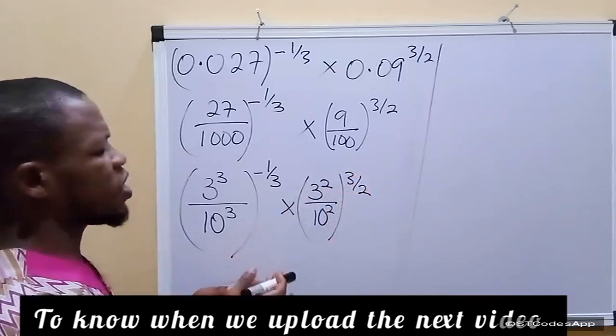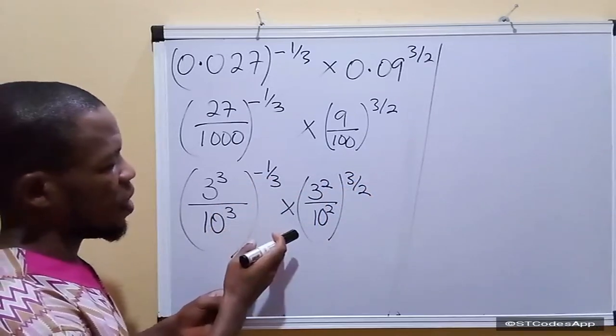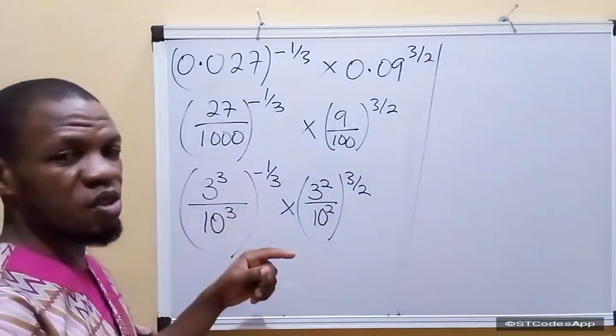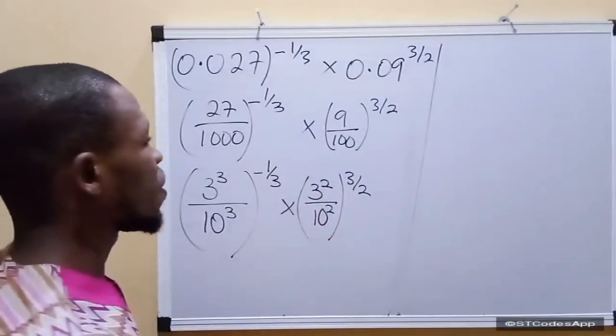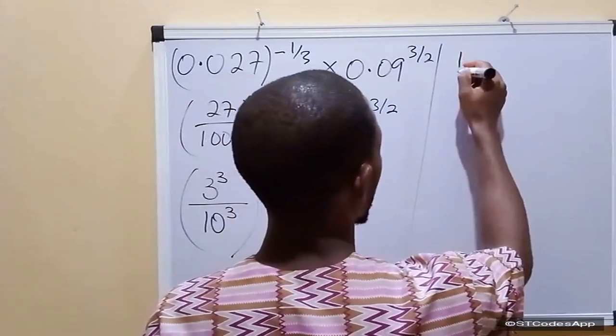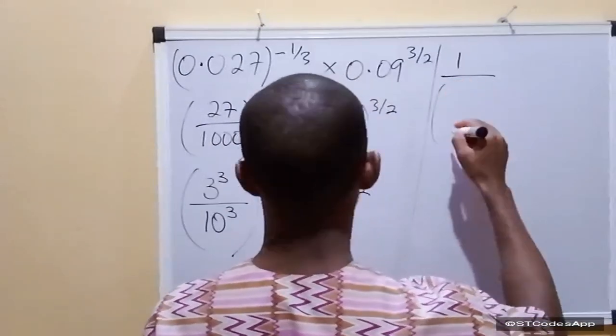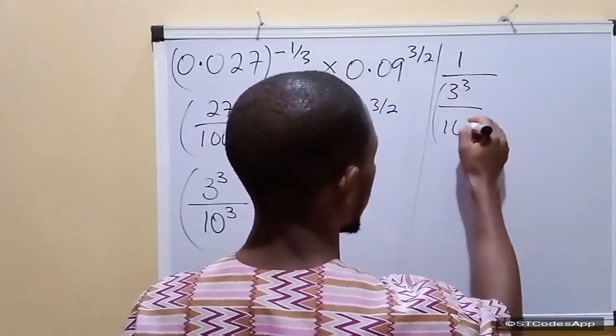At this point, let's express the negative law of index here, and thereafter apply the fractional law. Here we're also going to apply the fractional law. Now we are going to have here 1 all over 3 raised to the power 3 all over 10 raised to the power 3.